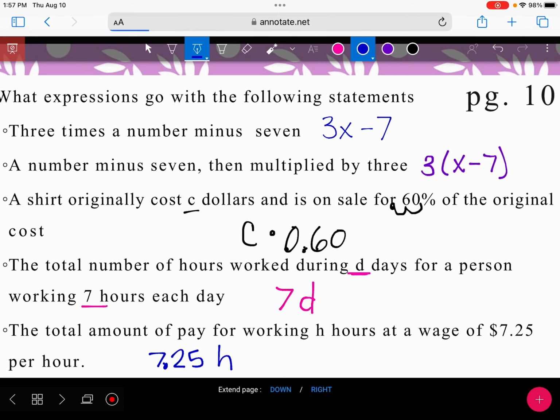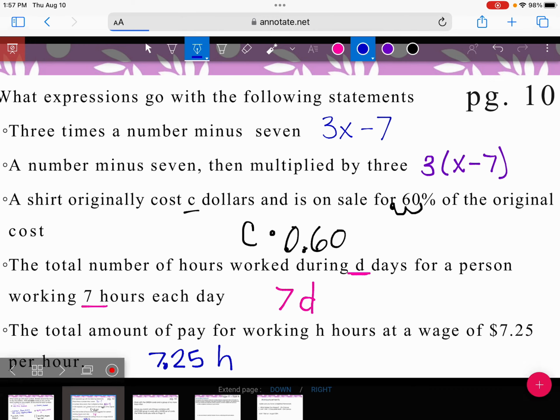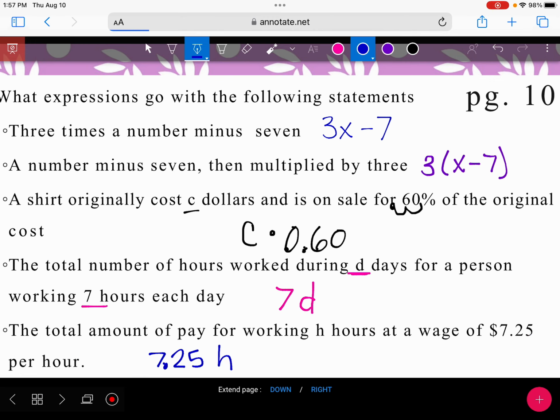So we're going to be working on translating words into math. The table-looking thing you have on page 10 is a workspace for you. It's designed very bizarrely for the activity that we're doing. I don't have anything in particular I need you to write in those boxes. It's just space for you to be able to work.